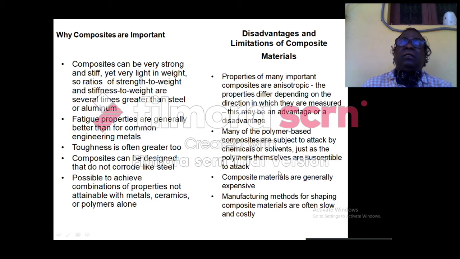The cost of composite material is very high because the process is different compared to other materials. Composite material is mainly made using very sophisticated machines, and there are so many processes, both manual processes and mechanical machine processes. So the time taken is also more and the price is higher. Manufacturing methods for shaping the composite material are often slow and costly. That's what I said; it's very slow.